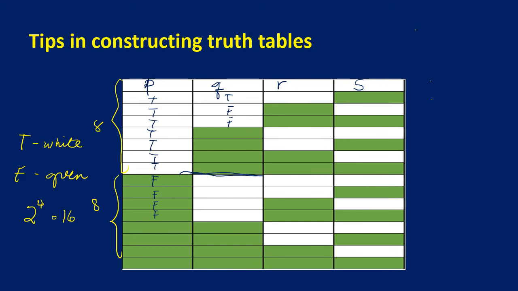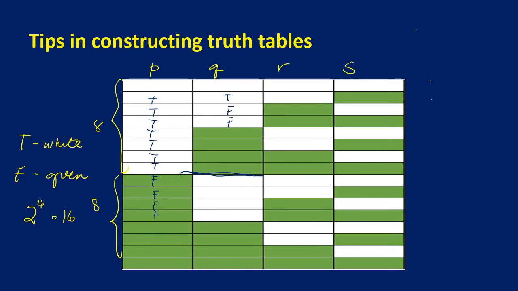Oops, actually, this one should be part of the... wait, I'll just erase it. Let me just erase because that's part of the number of rows. I should write my propositions on top. So this is for P, Q, R, S.